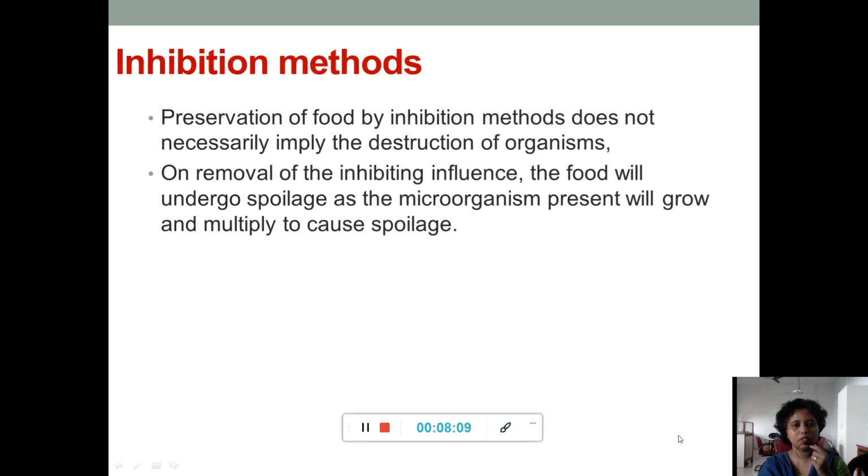So, the inhibition methods in detail. It mainly includes the preservation of food by inhibition methods, and it does not imply the destruction of microbes. On removal of the inhibiting influence, the food will undergo spoilage as the microorganisms present will grow and multiply to cause the spoilage. So if you remove the inhibition method, if you take a food from a fridge, from a freezer, and you keep it out, even if a microbe was there, it will multiply. Within the fridge, it will not multiply, but when you take the food out and keep it at room temperature, it will multiply.